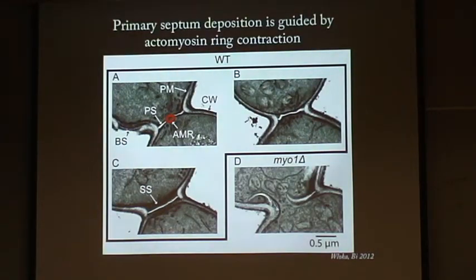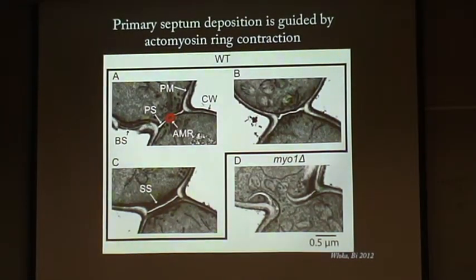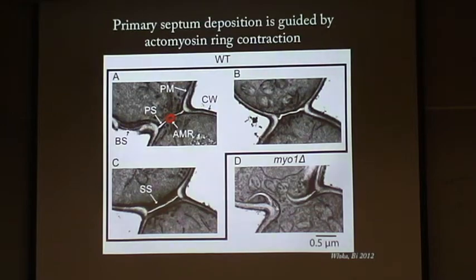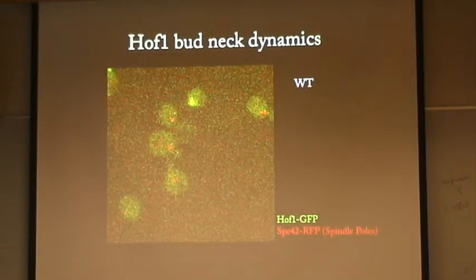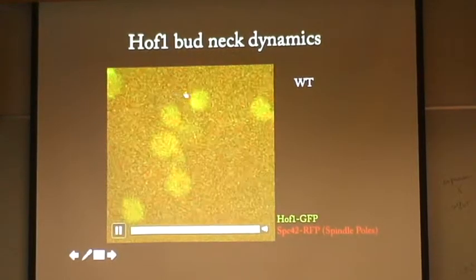And it's also known that there's an interaction between the contracting ring and the septum, because in this mutant, we've removed the myosin, one of the central components of that actomyosin ring. The primary septum doesn't grow right. So we were excited to look at the question of, well, does changing the IQG1 phosphorylation change some of the assembly of those other proteins, those septum proteins, including this one, HOF1, that, like I said, sticks to IQG1.